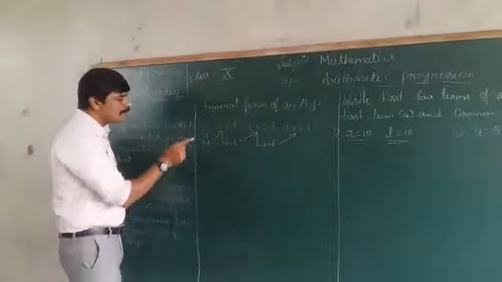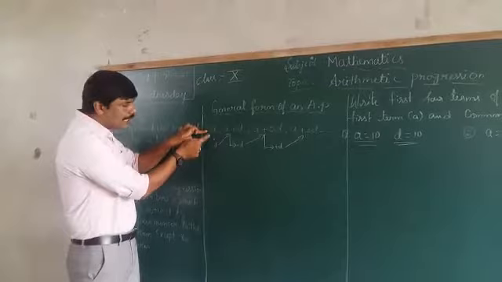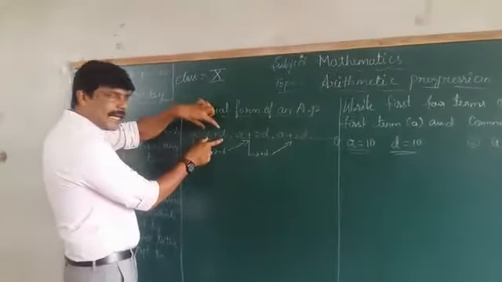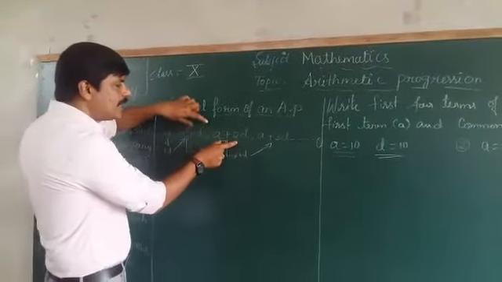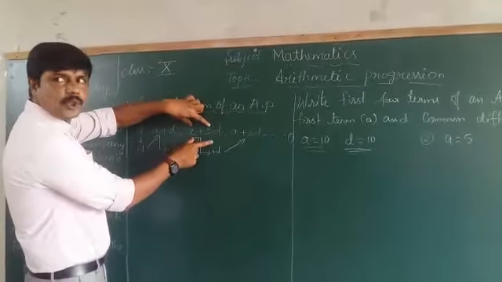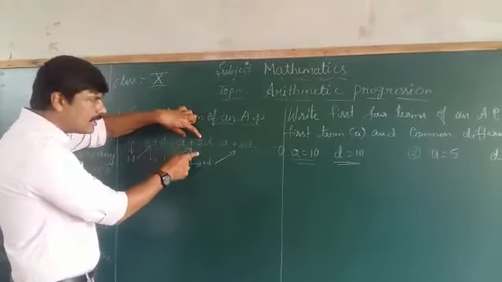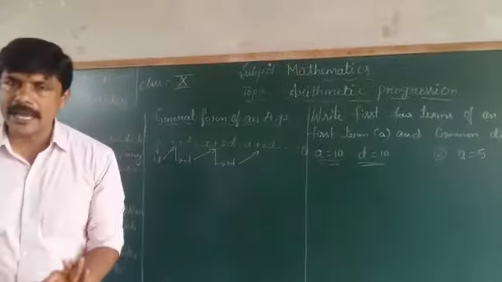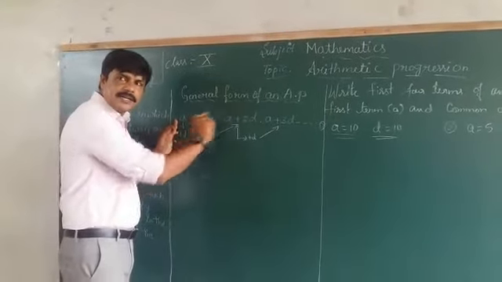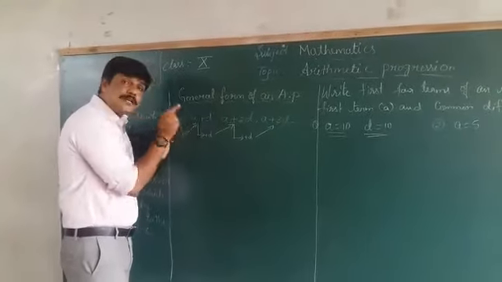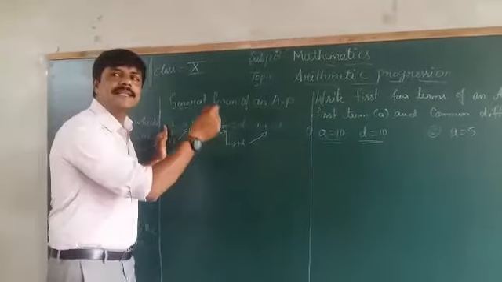For example, A is the first term. If we add a common difference D to A, it becomes A plus D. If we add D again to A plus D, it becomes A plus 2D. Again for A plus 2D, if you add D, which is common, it becomes A plus 3D. In general, A plus D shows that for the first term, you have added the common difference to get the second term.